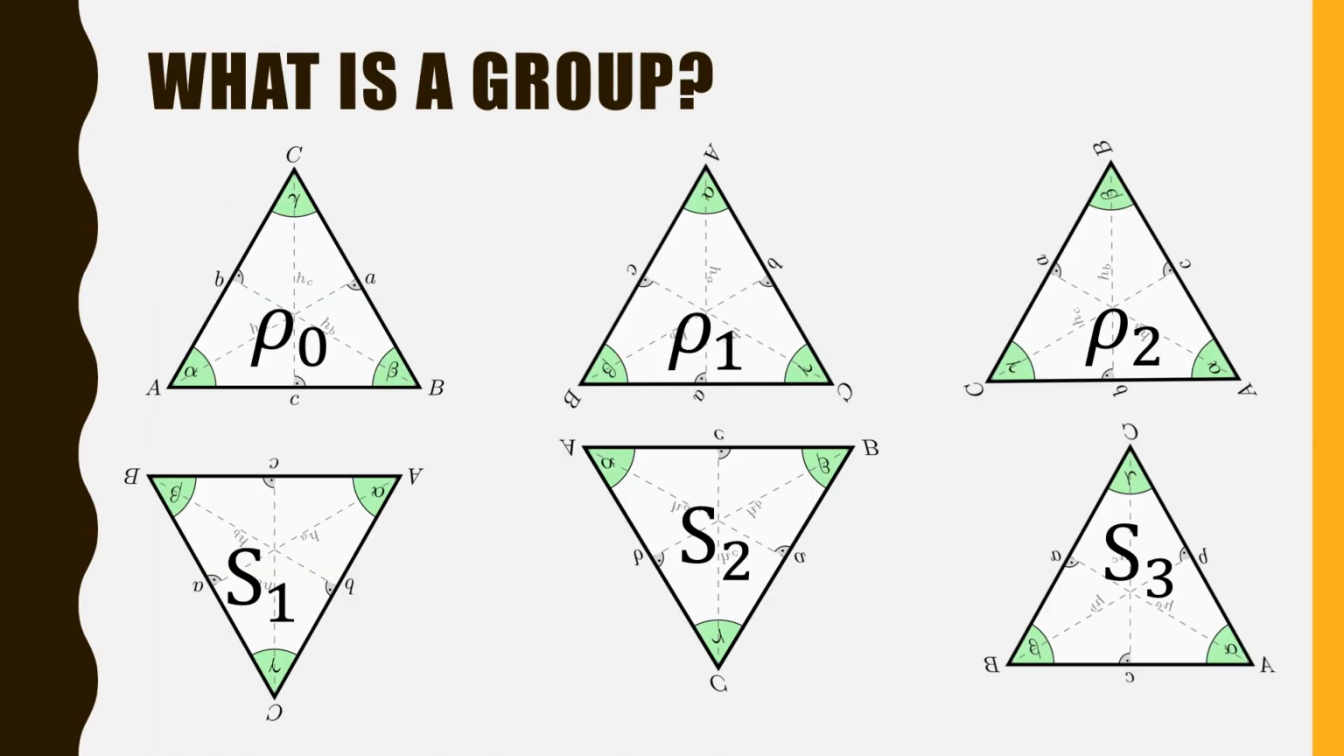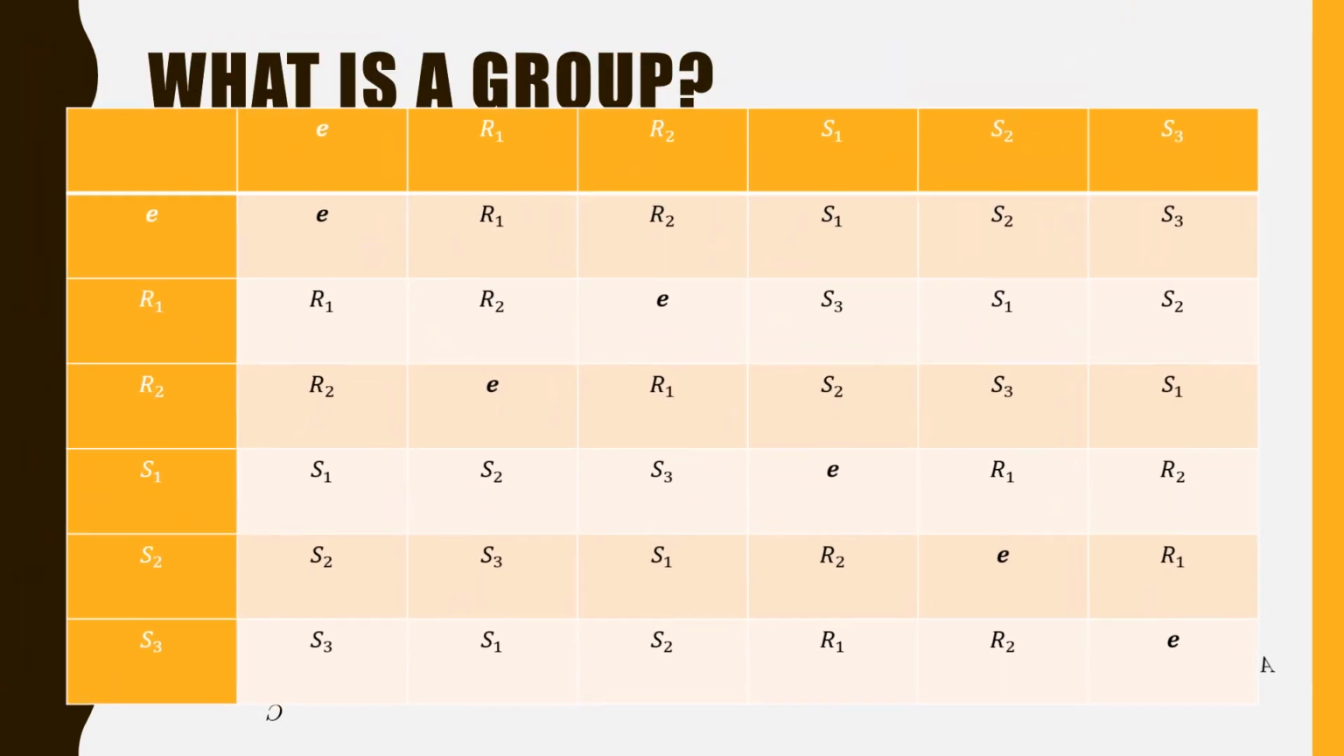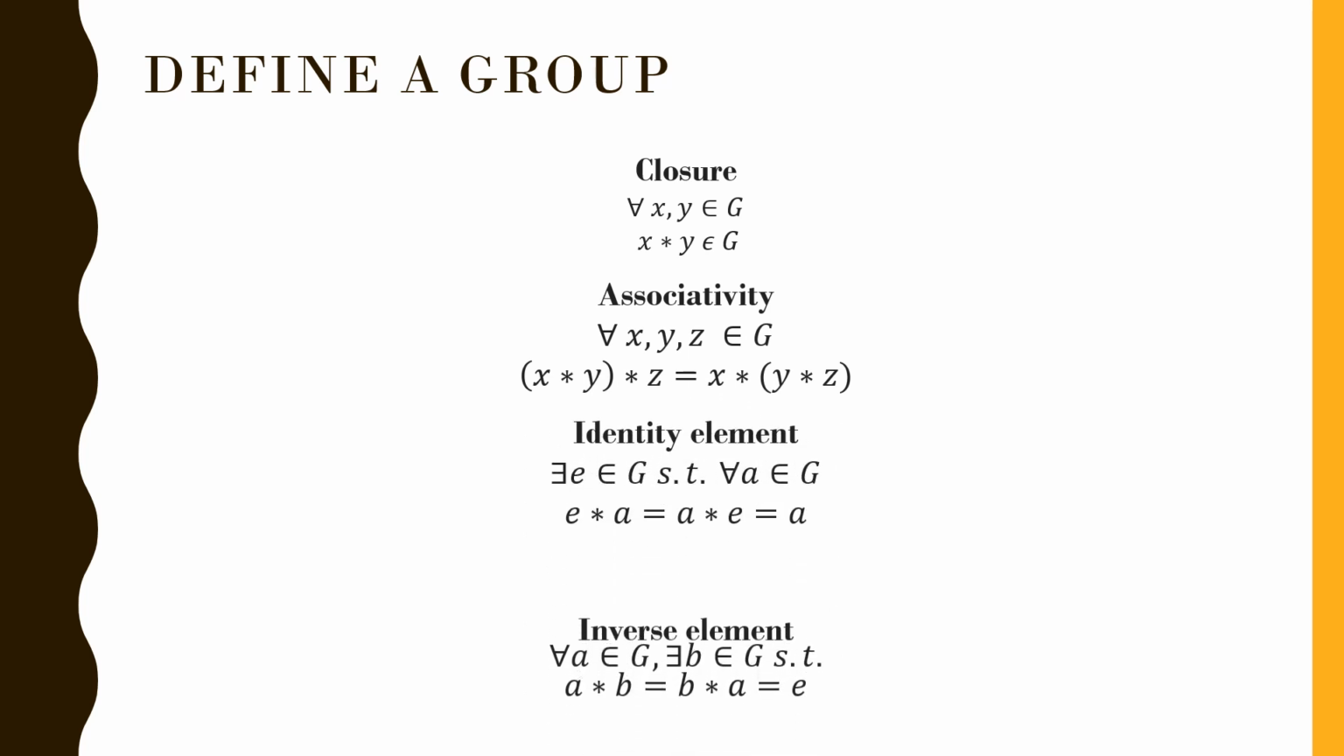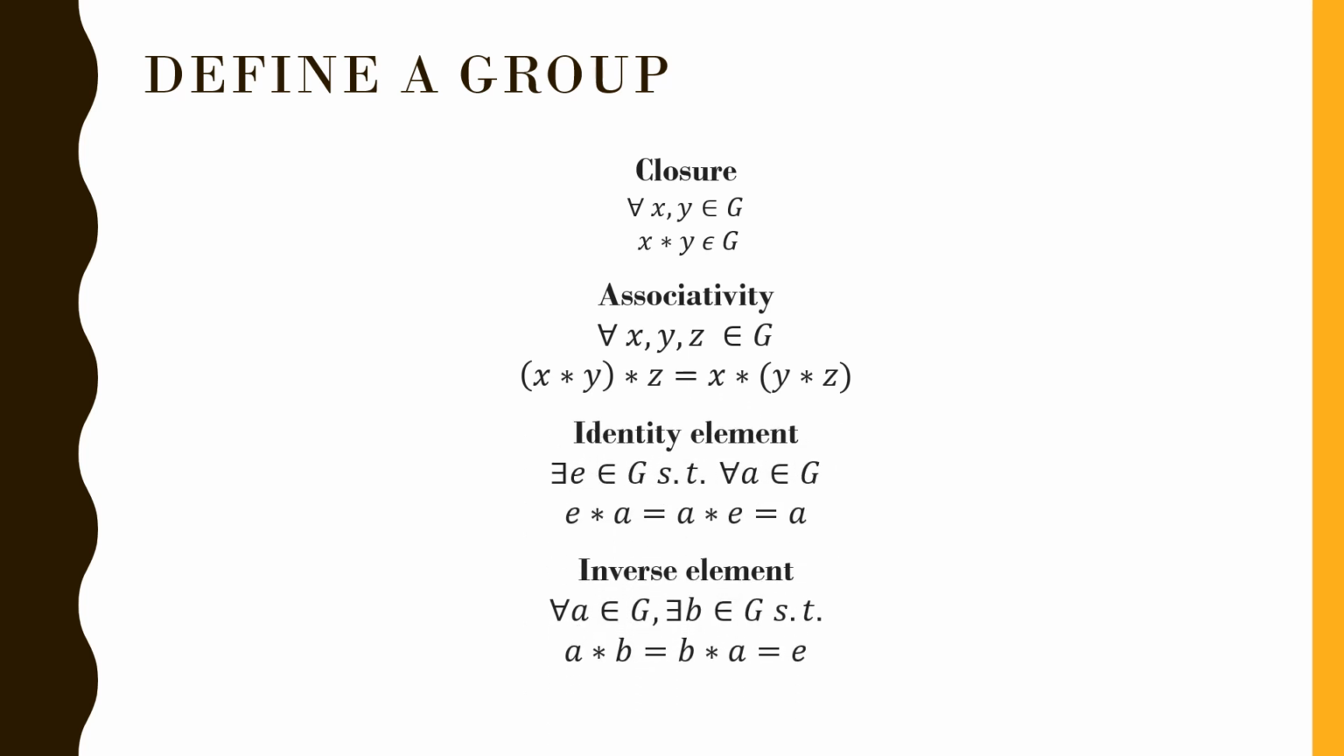Consider a triangle and its symmetries. This includes reflections and rotations. These reflections and rotations form a group. A group is a set of elements together with a binary operation that satisfy the properties of closure, associativity, the identity element, and the inverse element.